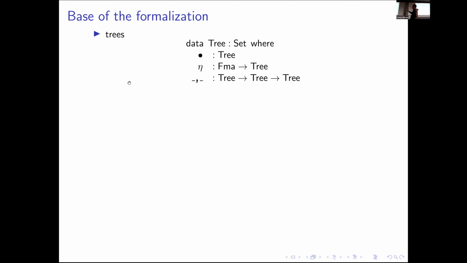And here we're going to see the base of the formalization. Here we define trees as an inductive data type called tree. There are three constructors. The first constructor, the bullet, means that a hole is a tree, and the second constructor tells us that every formula is a tree. We also have a comma, so that given two trees, we can construct a new tree.